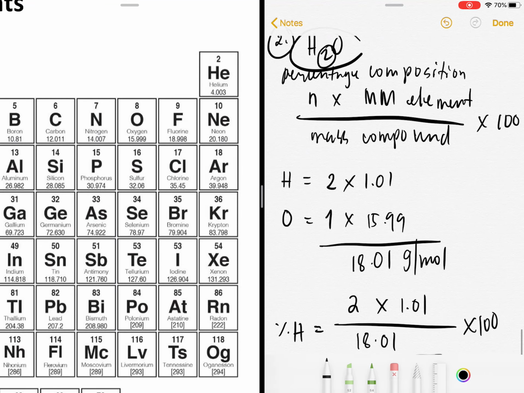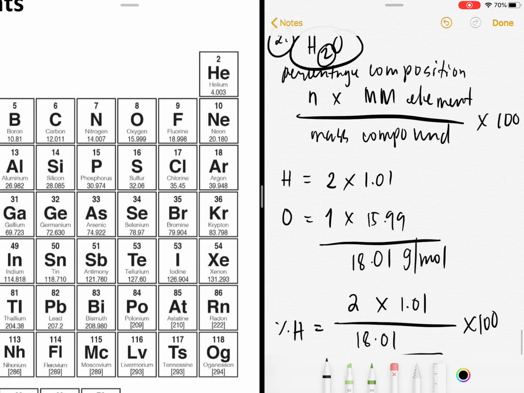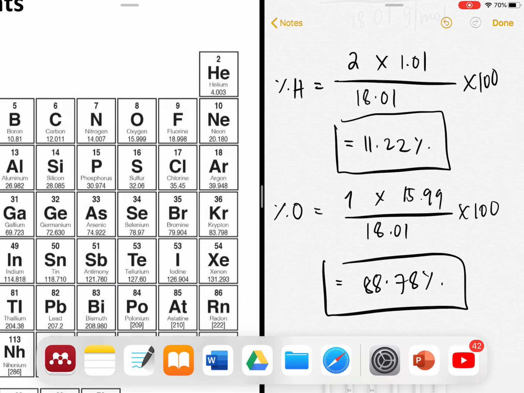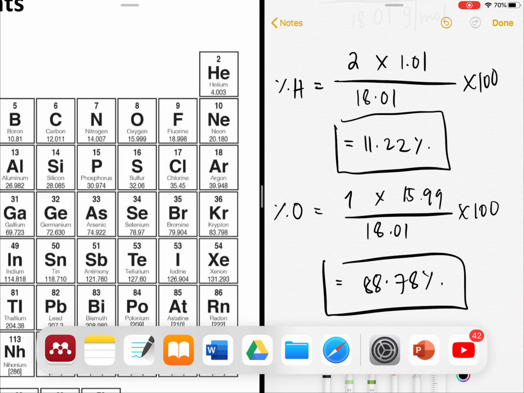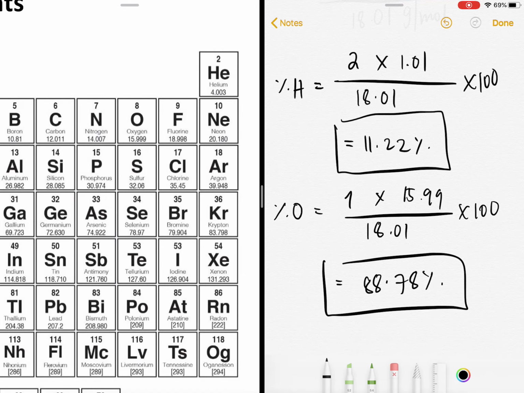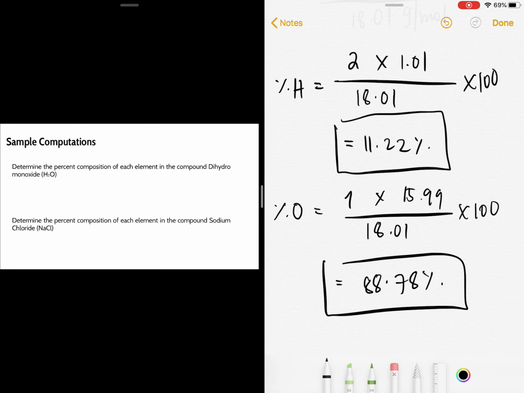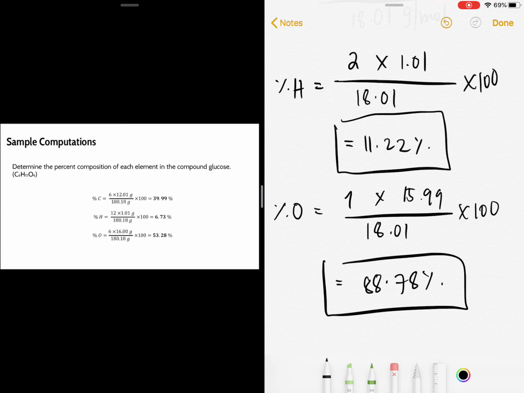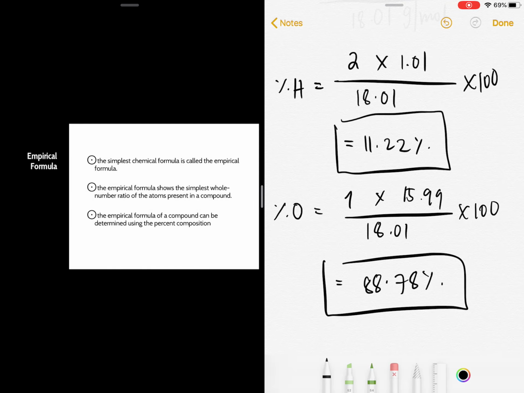So, anong ibig sabihin nun? Kung 100% yung buong compound natin, 11.22% daw nun ay hydrogen at yung 88.78% nun ay oxygen. So, ganun lang kadali yung percentage composition, class. Napakadali niya. Okay, so that's it. Try to do the sodium chloride on your own and try to determine the percent composition of glucose. Try to do this on your own. Though you have a copy of this, may mga sagot naman na siya. And then on our next lecture, I will be discussing how to get the empirical formula.